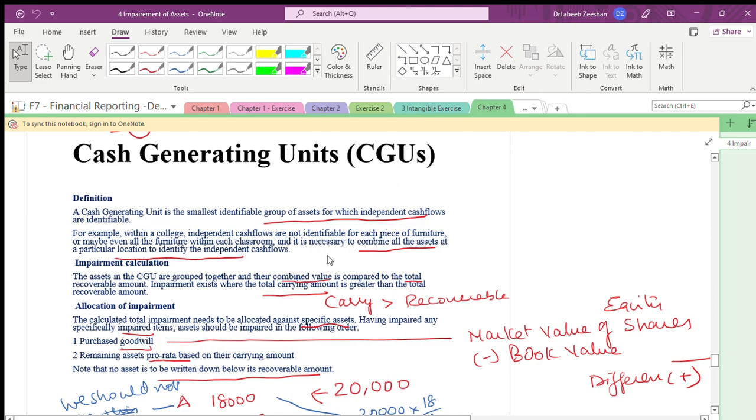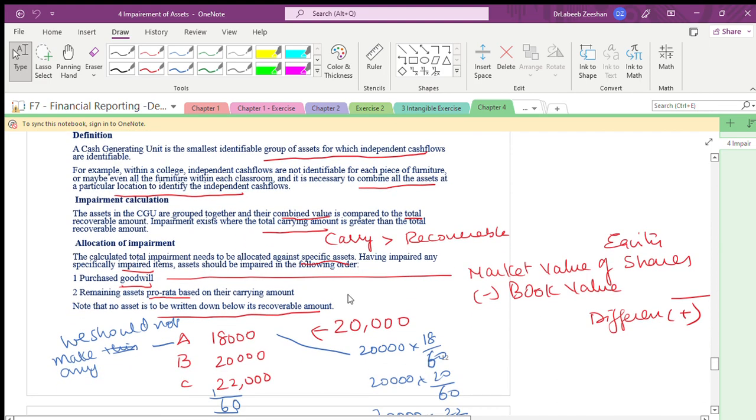Cash generated unit is the smallest identifiable group of assets. The assets in the group together, their combined value is compared to the total recoverable amount. Impairment exists if the carrying amount is greater than the recoverable amount. That's as simple as that. If carrying amount is greater than recoverable amount, what will happen? It is going to be called an impairment.